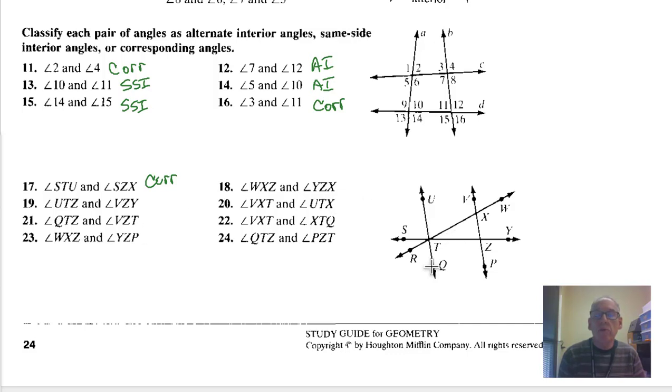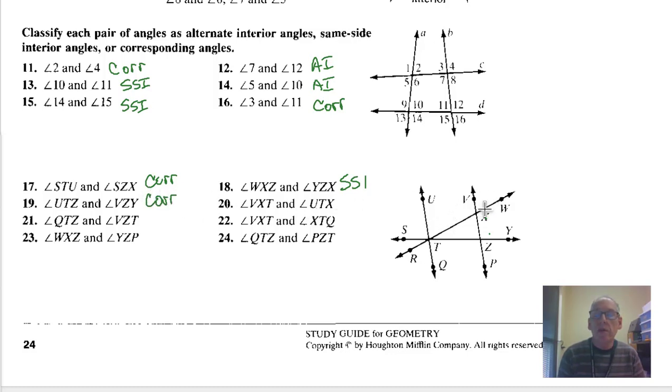Look at 18, WXZ and YZX. So we've got WXZ and YZX. These are same side interior. So sometimes it helps, especially if you have a pencil, to mark up the diagram to identify the angles if they're in a complicated pattern. UTZ is this angle here with VZY. VZY, UTZ, we can see those are corresponding.